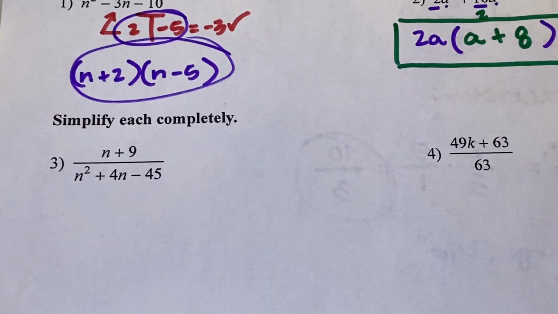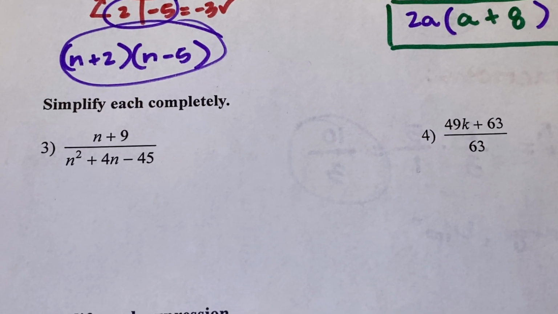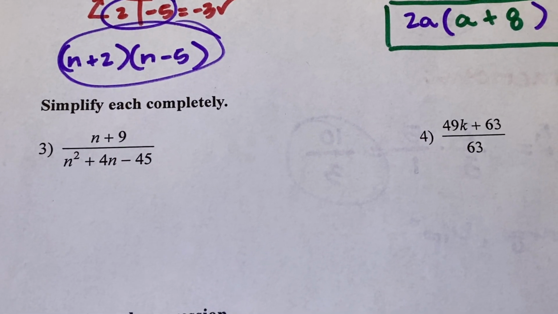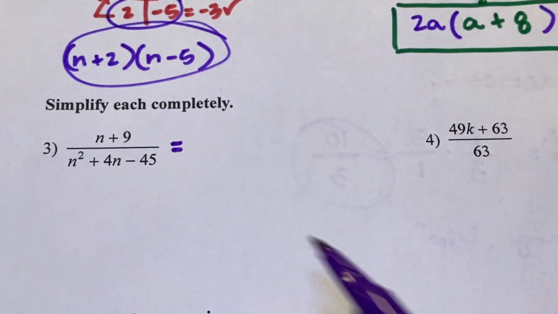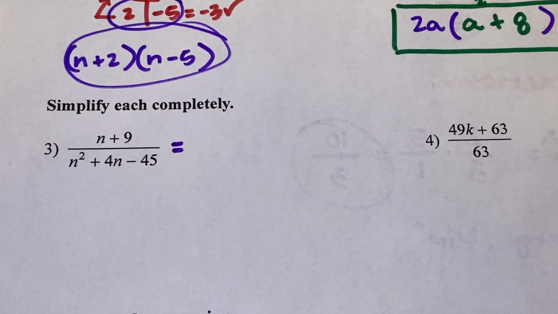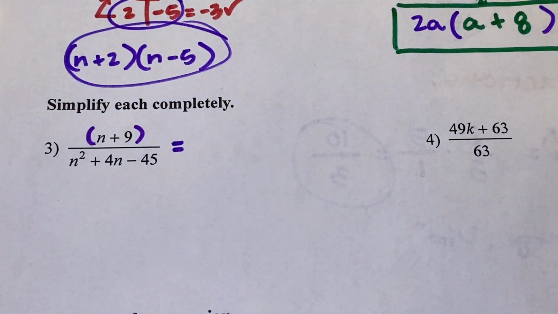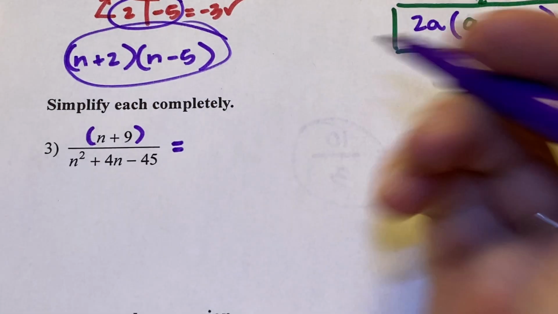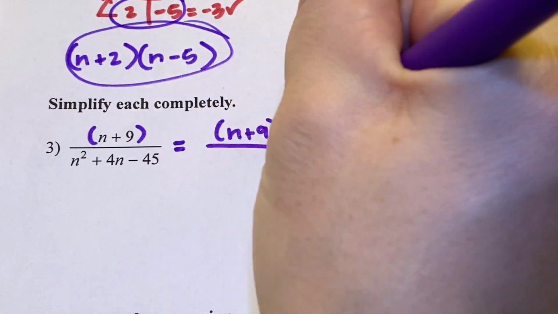Number 3. It's telling us to simplify each completely, which in fifth grade terms means reduce this fraction. All we have to do is factor the numerator and the denominator and see if things can cancel out. Can I factor the numerator? No, it's as factored as it'll go. So we just stay with n plus 9 on top. That's it.